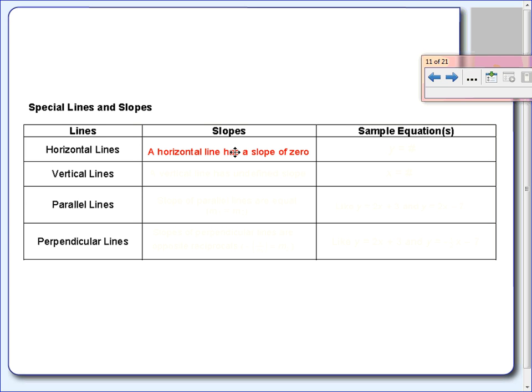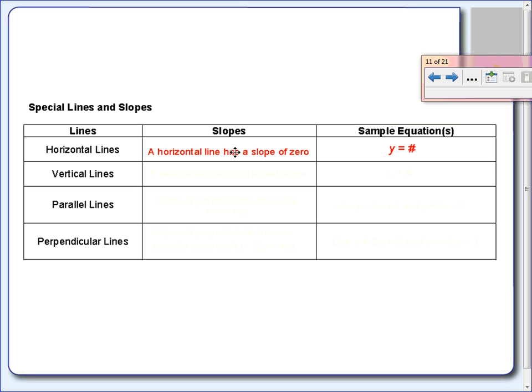Let me give you an example of an equation that has a 0 slope. Here's an example. y equals some number. It could be any number. It could be y equals 3. It could be y equals 5. It could be y equals 20. So anytime we have a horizontal line, you're going to notice there is no x in the equation. It's just a y.